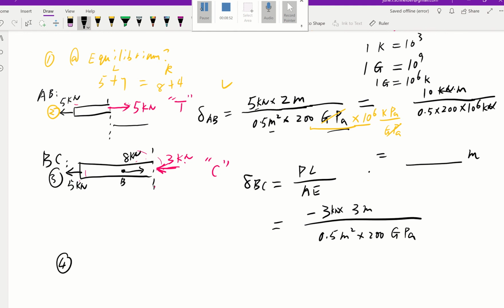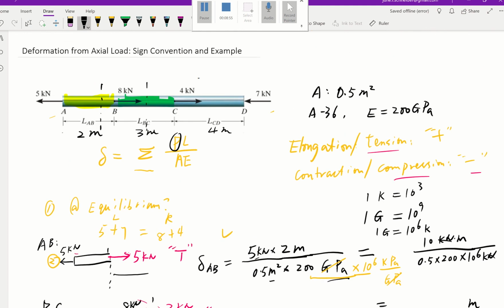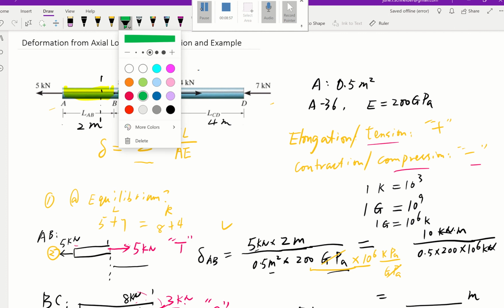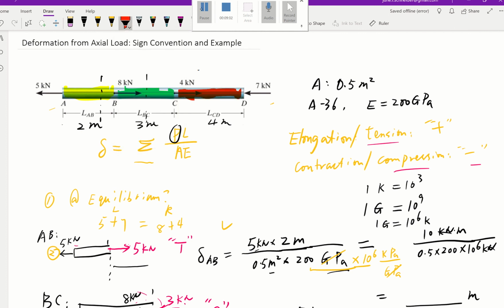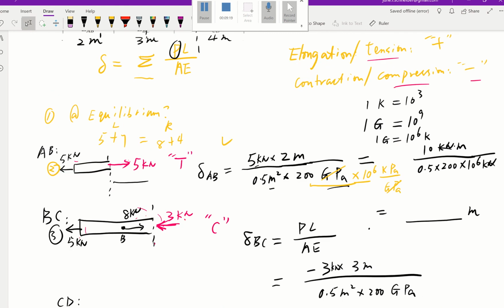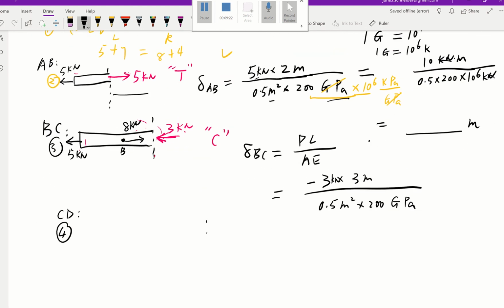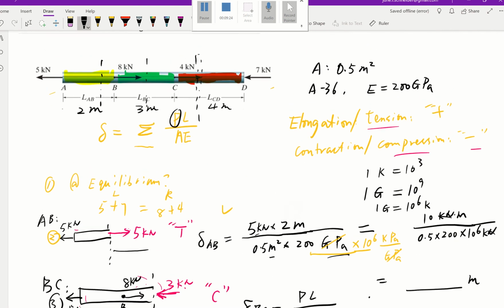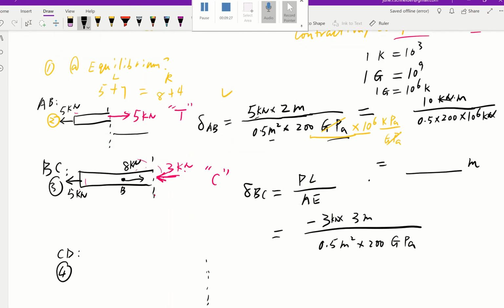And then the last section, which is our section CD. At this last section, we're going to understand, first of all, what the internal force will be. So if we randomly cut anywhere, I erased the whole thing. If I cut right here, and then I'm going to draw my FBD, and obviously it will be easier to look at the right section, right?